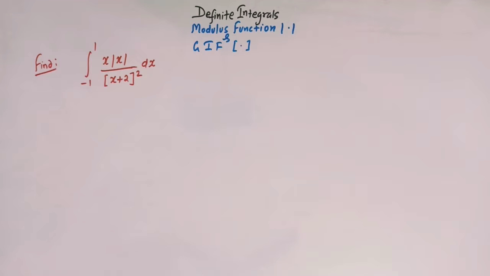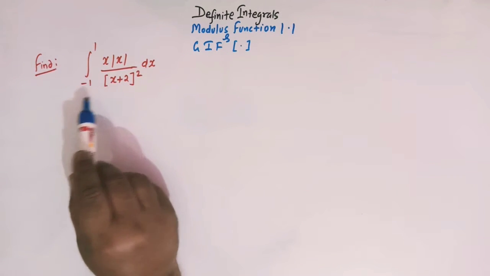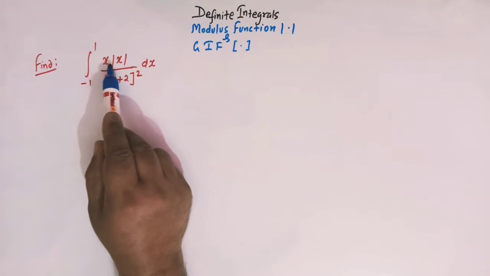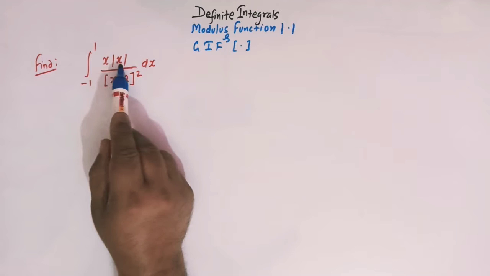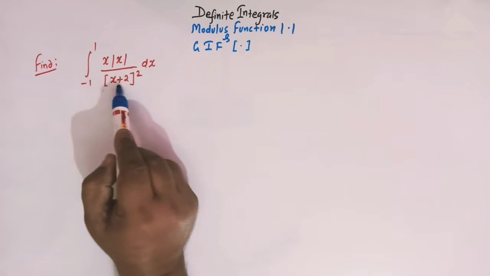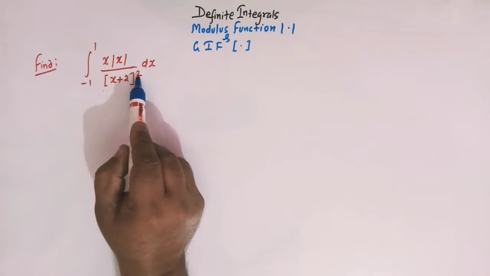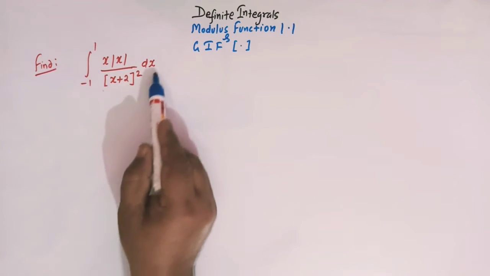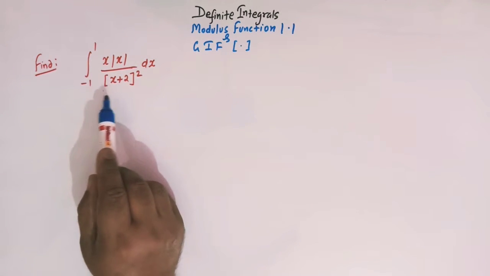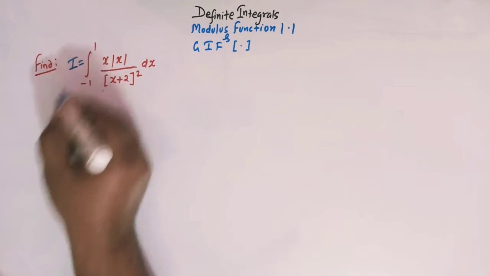So here we have to evaluate this integral, and here the limits are from -1 to 1, x, and here we have the absolute value of x divided by the greatest integer, that is [x plus 2] square, right? So we have to find out the value of this definite integral. So let us start, and let us first call this integral as I, right?